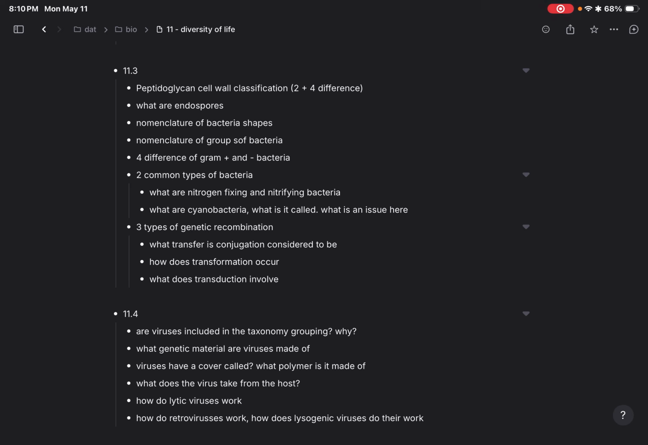Then if you're gram positive, you're purple. Gram positive, purple: you have a thick peptidoglycan layer with no outer lipopolysaccharide layer, and you have a teichoic acid layer, which is between the peptidoglycan and plasma membrane. The teichoic acid is what stains purple. Okay, that was rough.